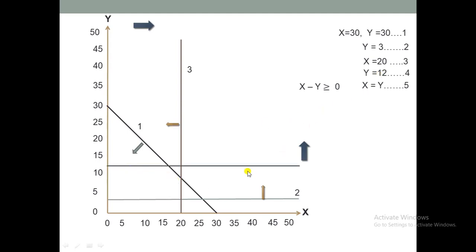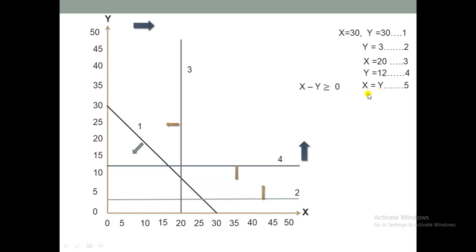It will be again a line parallel to the x-axis. This is the fourth equation, and it is again a less than type, so the region will be below the line. Okay, now the fifth equation is x equal to y. x equal to y means whatever the value of x, that will be the value of y.